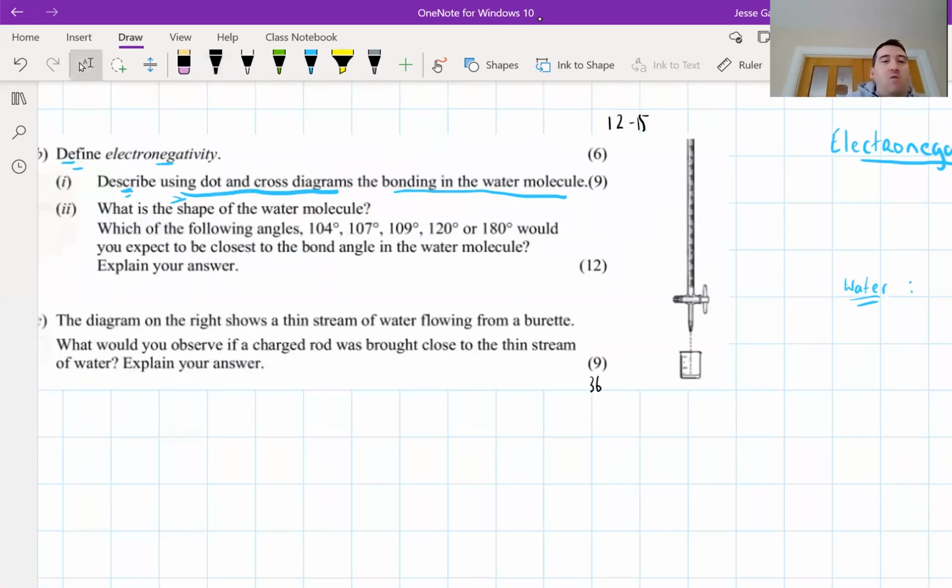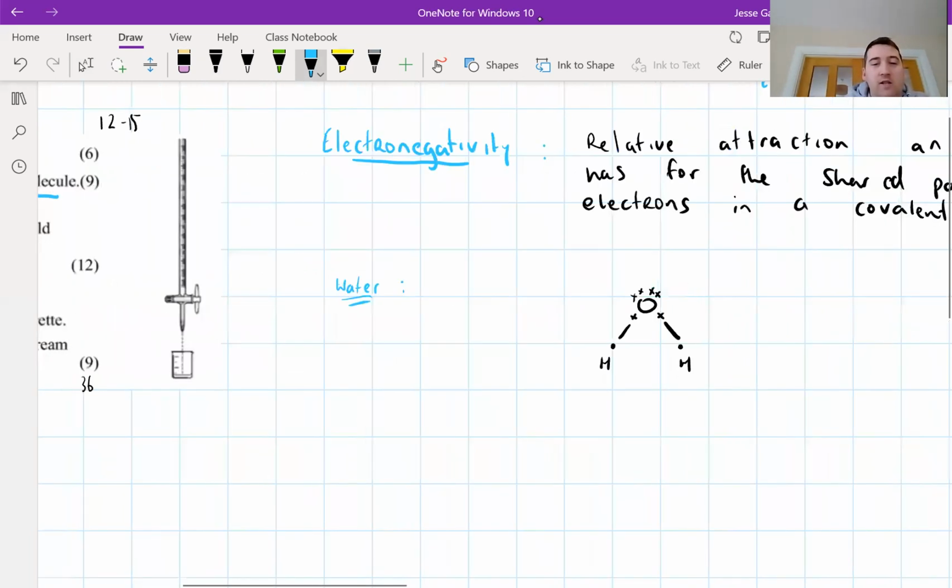What is the shape of the water molecule? Now, I nearly missed that. I nearly went straight to reading this, and this is why I said the important thing is in the detail. So the first thing here is, what is the shape of the water molecule? So next question is shape. Pause the video, write down the shape.